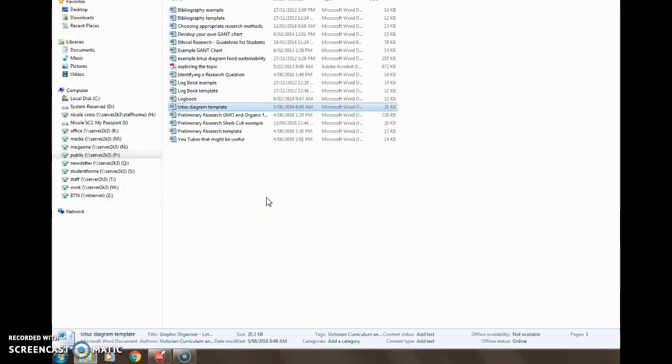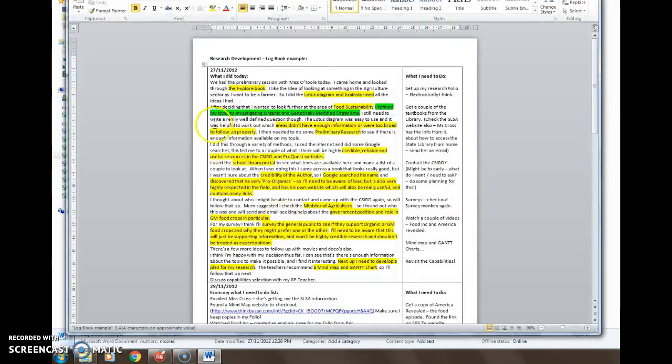The next one in here that I would like to show you, and that I would like you to use and develop for your folio yourself, is a logbook. A logbook is simply a record of what you've done over the course of a lesson, along with a bit of planning for what you need to do.